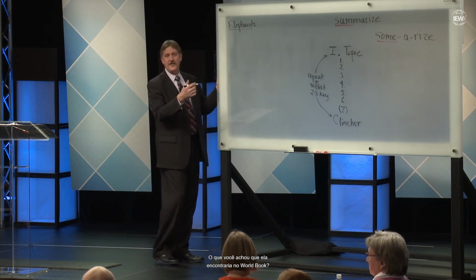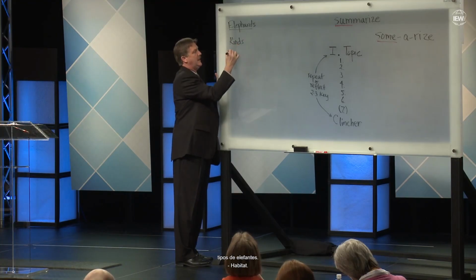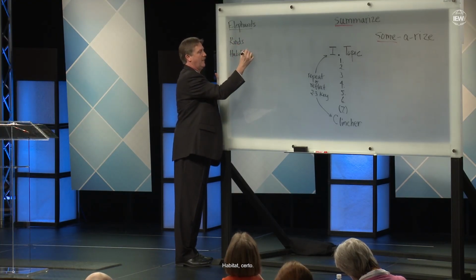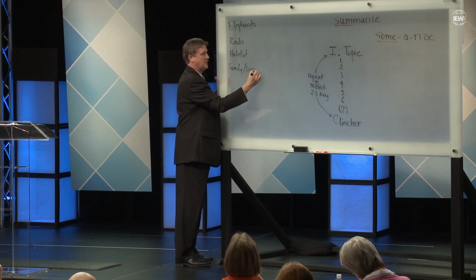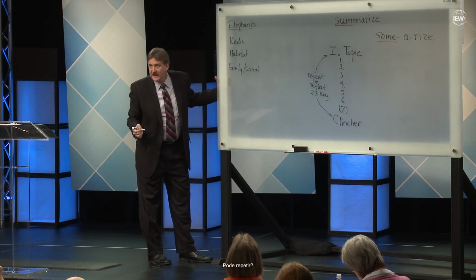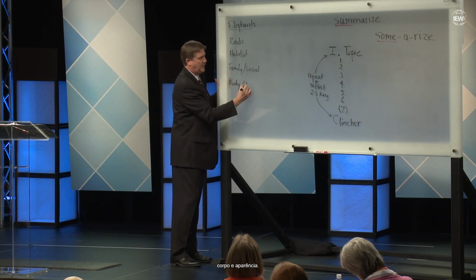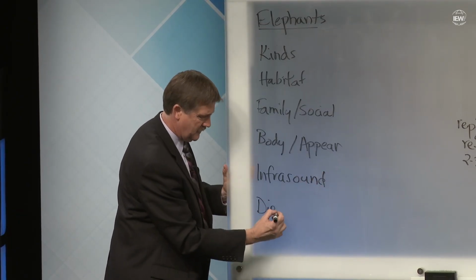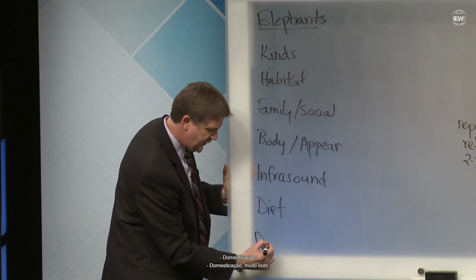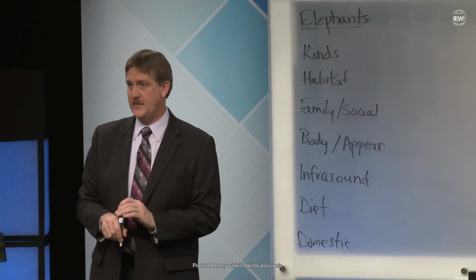What do you think you might find in the World Book? All right, kinds of elephants, habitat. All right, family and social groups. Say again? Okay, or we'll just say body. Yeah, body and appearance. Infrasound. All right, diet. Domestication, good. Okay, so there'd be a lot of possible topics.